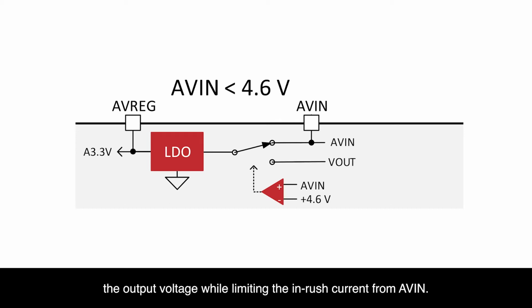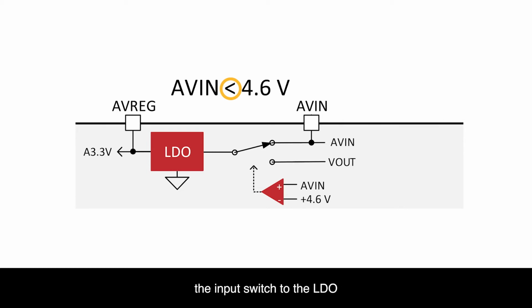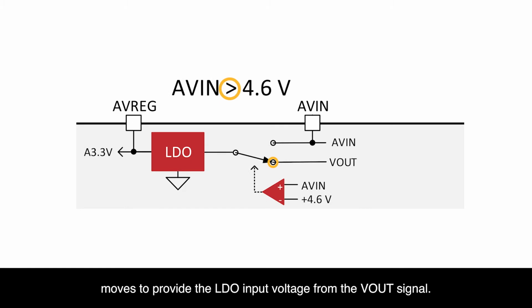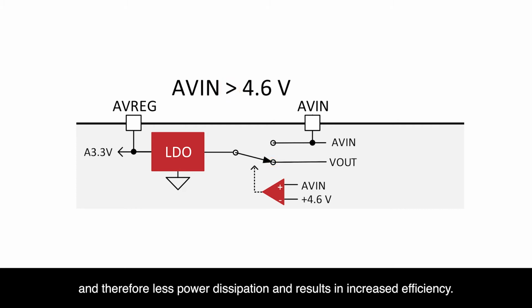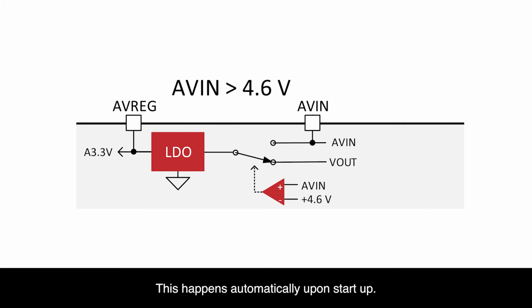current from AVN. Once the converter output voltage, Vout, passes 4.6 volts, the input switch to the LDO moves to provide the LDO input voltage from the Vout signal. The Vout signal has much less voltage differential across the LDO and therefore less power dissipation, which results in increased efficiency. This happens automatically upon startup.